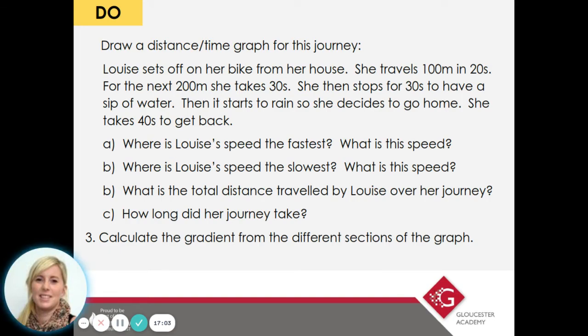Remember, time goes along the bottom. And you're going to have at least probably 120 seconds along the bottom. So ideally, you're going to go along in tens along the bottom until you get to 120 seconds. And then looking at your y-axis for distance, at least 300 meters. So you might want to go up in 20s up the side and draw your graph.